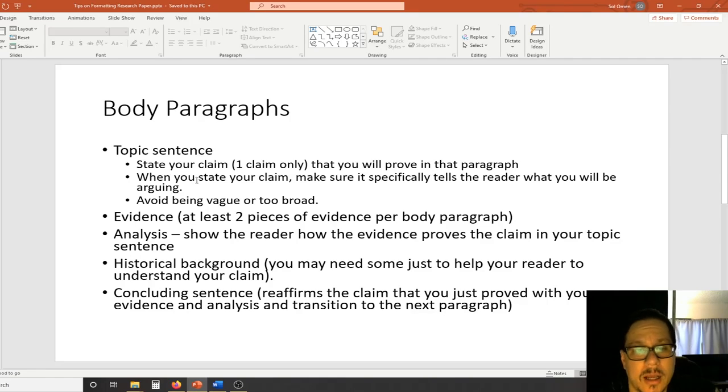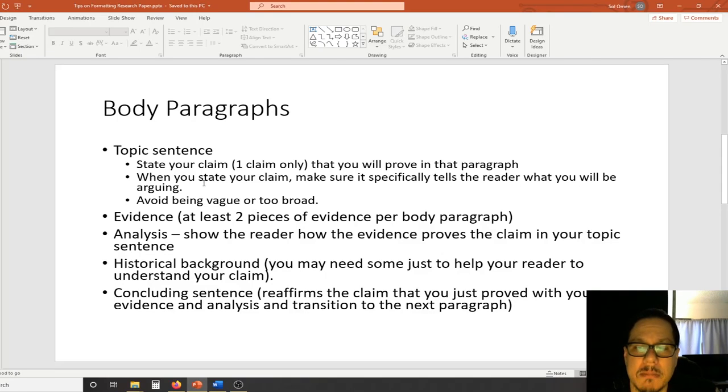All right, and so you'll state your claim, one claim only. Don't put 2 or 3 in there. I know it's tempting, right? We want to load it up with a bunch of claims, but we're just going to be focusing on one claim at a time per body paragraph. So you state one claim that you're going to be proving in that paragraph.